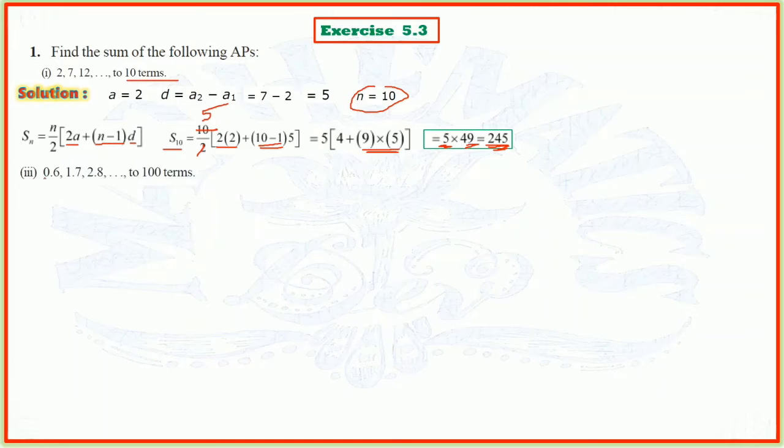Part number 3 is 0.6 as the first term, 1.7 as the second term, 2.8 as the third term, up to 100 terms. We have to find the sum. Let us go for the solution.